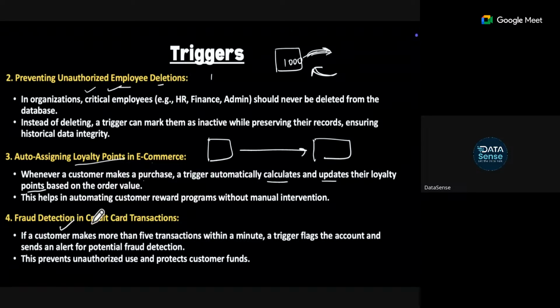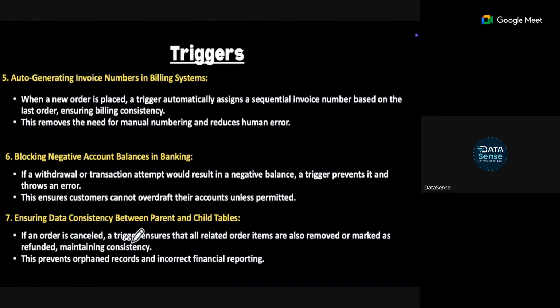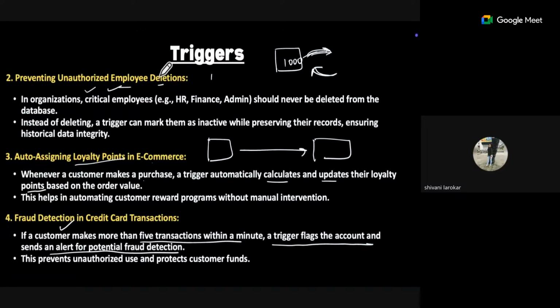Similarly, fraud detection, as I mentioned: if a customer makes more than 5 transactions within a minute, a trigger flags the account and sends an alert for potential fraudulent transactions. A couple more, then we'll move to the actual thing. What is meant by a fraud transaction here? A fraud transaction means any transaction which is non-regular. A normal person will not do 5 transactions in a minute, right? That generally does not happen.